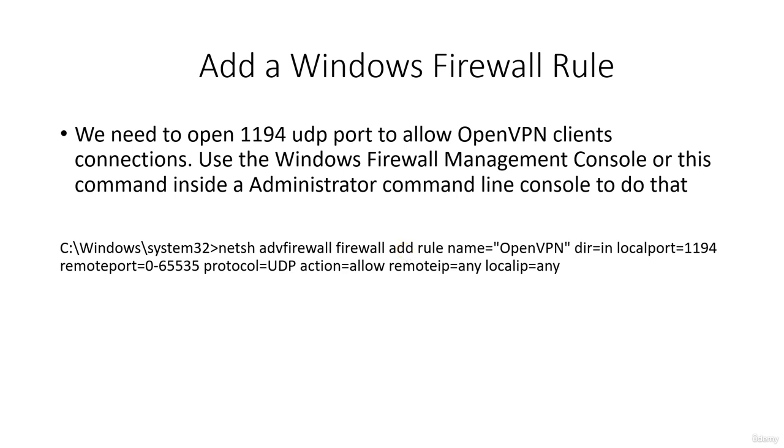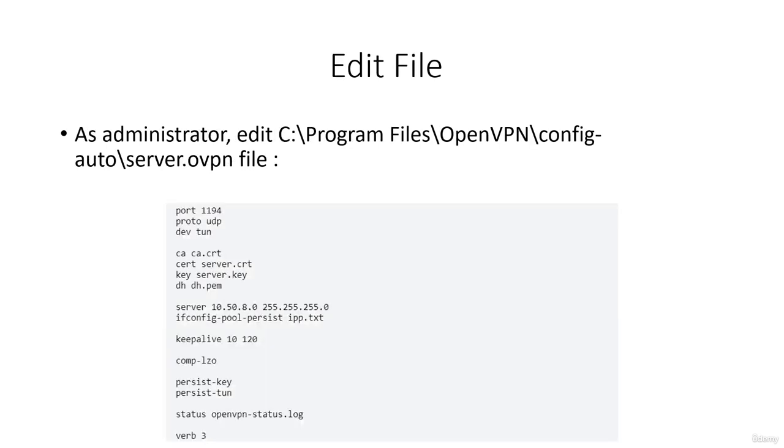After running this command, it will open up the server.ovpn file. We need to edit the OpenVPN file similarly to this. Make sure you change all of those into this, and then save this OpenVPN config file and restart our OpenVPN service.